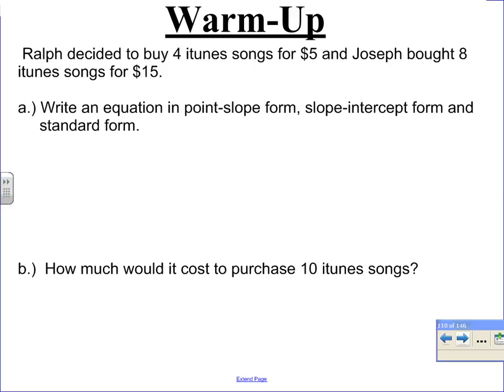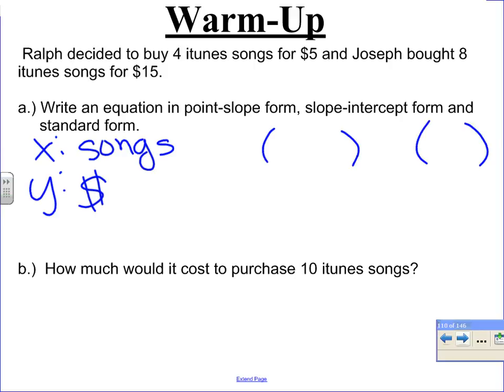Okay, so Ralph decided to buy 4 iTunes songs for $5, and Joseph bought 8 iTunes songs for $15. So don't worry about doing it. I just want to talk through first, what is X and what is Y in this problem? Brian V, what's X, what's Y? Good, so X would be songs, Y is money. Marissa, what are we given in this problem? Point and slope or 2 points? Good job. 2 points. Gigi, what would the 2 points be? Yep. Awesome. 4, 5, and 8, 15. Questions on that? I'm not going to do the rest of it.